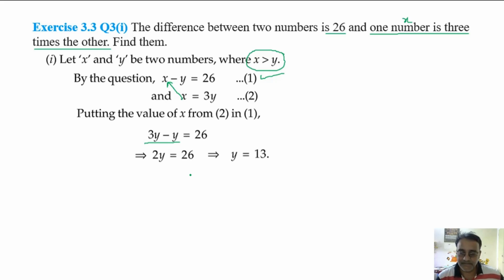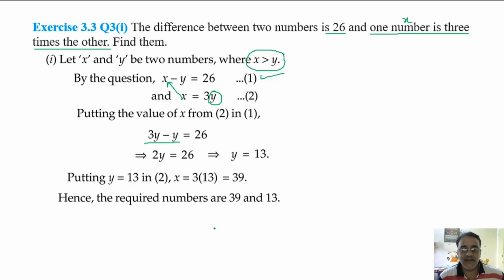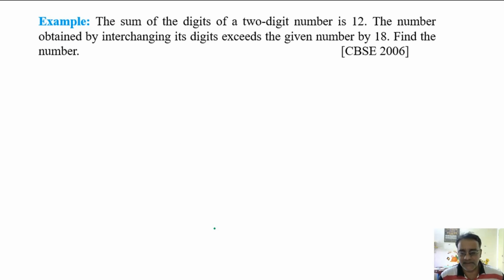ठीक है. So what is the value of y? 13. Right. Now this value we will substitute here in equation 2. So that is x is equals to 3 into 13. So we'll get x is equals to 39. Right, 39. So hence the required numbers are 39 and 13. Any doubt here? No, sir. Okay. Now we'll see one more question based on 2-digit number.